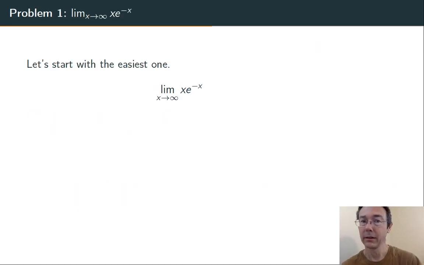Example 1. Limit as x goes to infinity, x e to the negative x. So the e to the negative x is literally 1 over e to the x. So let's just write it that way. And immediately we have a situation where we can apply L'Hopital's rule, infinity over infinity. Differentiate the top, differentiate the bottom, and we get 1 over e to the x. As x goes to infinity, that goes to 0.